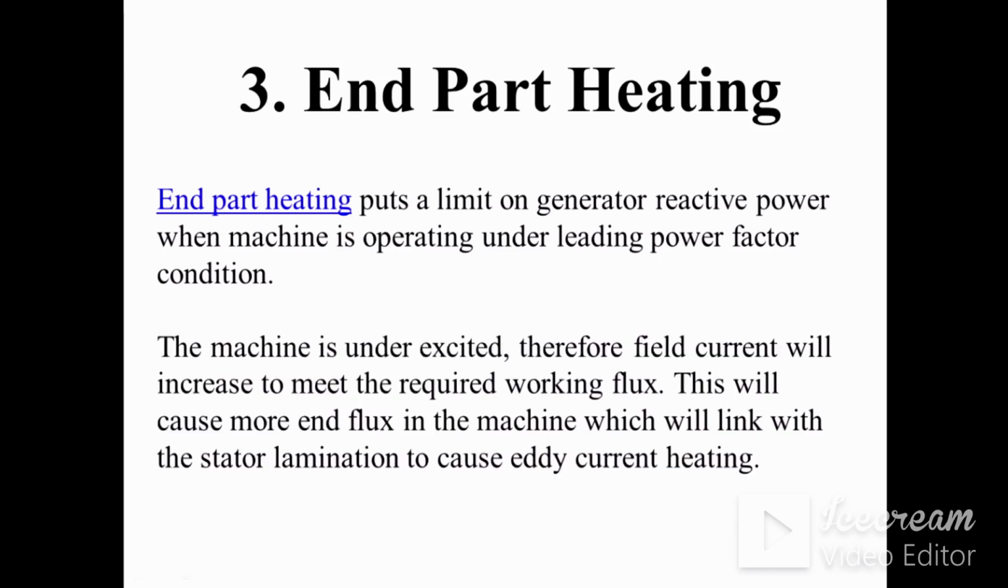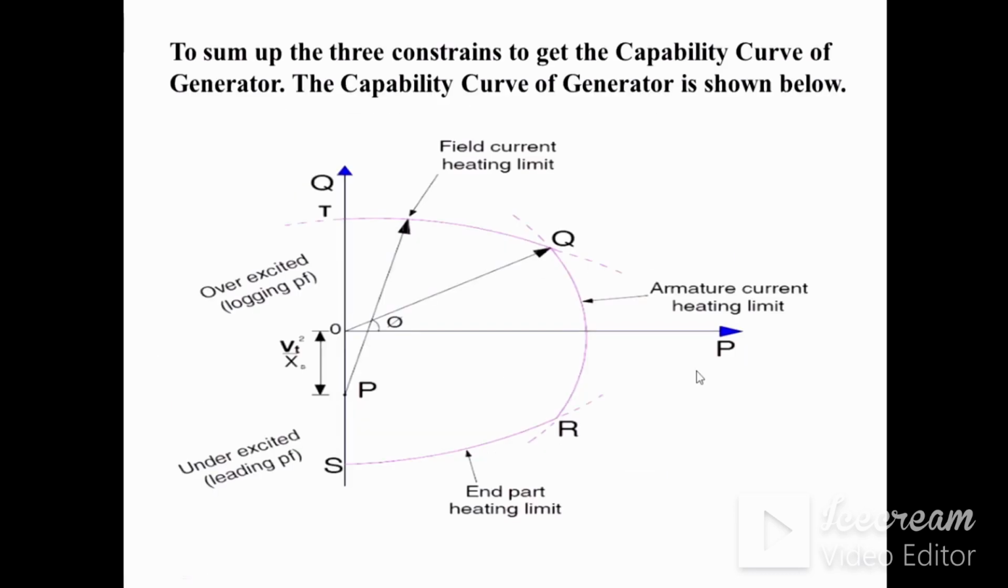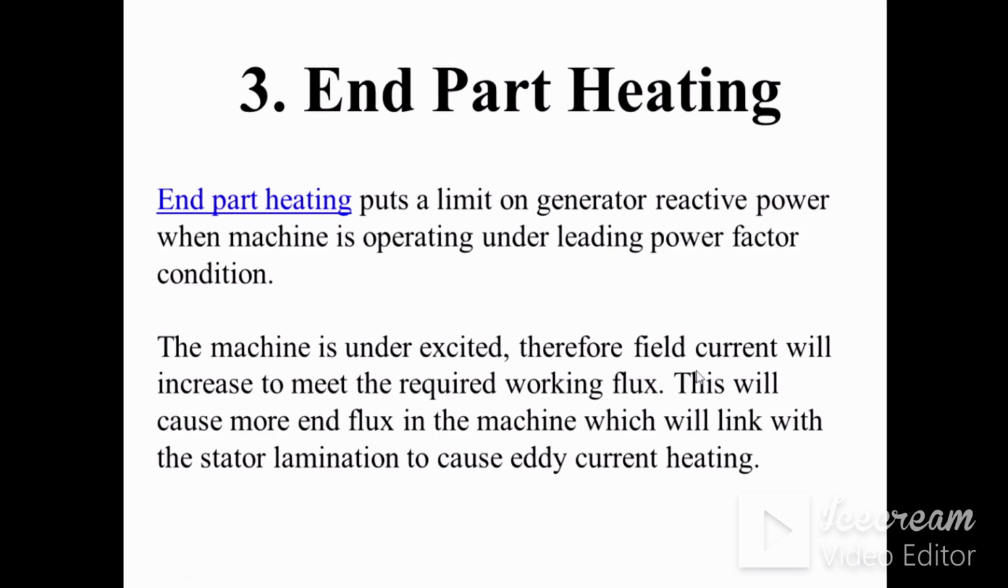So here the same thing is written: the machine is under excited, therefore the field current will increase to meet the required working flux. Because how is the flux going to increase? Because there is no reluctance to the leakage flux, so it will increase, and this will cause more end flux in the machine, and this will link with the stator laminations to cause the eddy current heating.